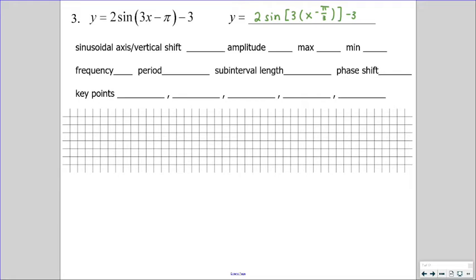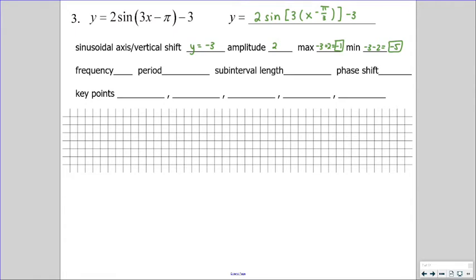All right, let's start in order. Sinusoidal axis, or that vertical shift, we're going down 3. That would create the horizontal line y is equal to negative 3. Our amplitude is 2. Our max is always found by taking the shift and adding the amplitude. So negative 1 is our max. And then we're going to have negative 3 minus 2 to get our min, which is negative 5.